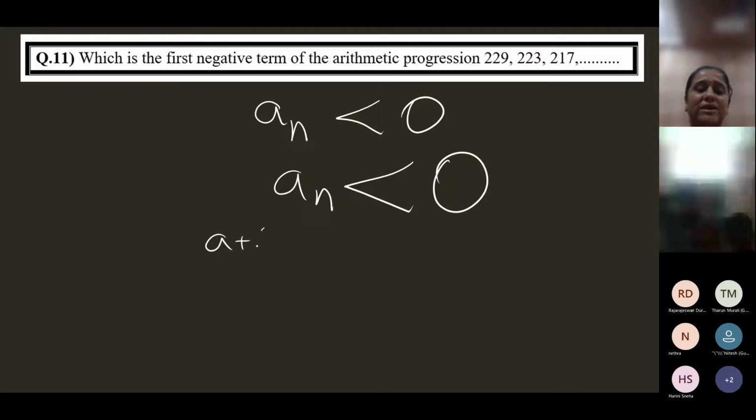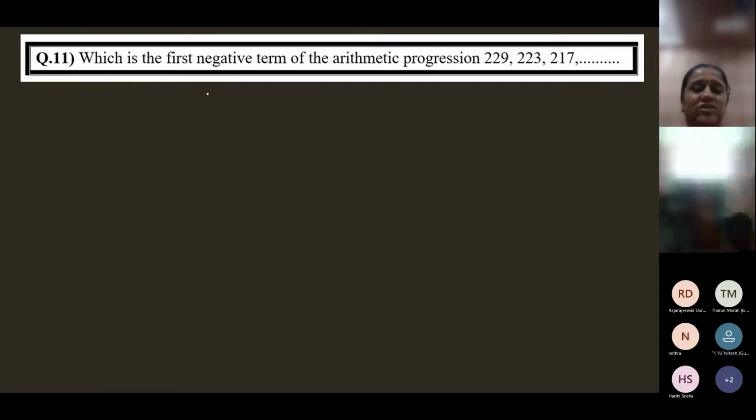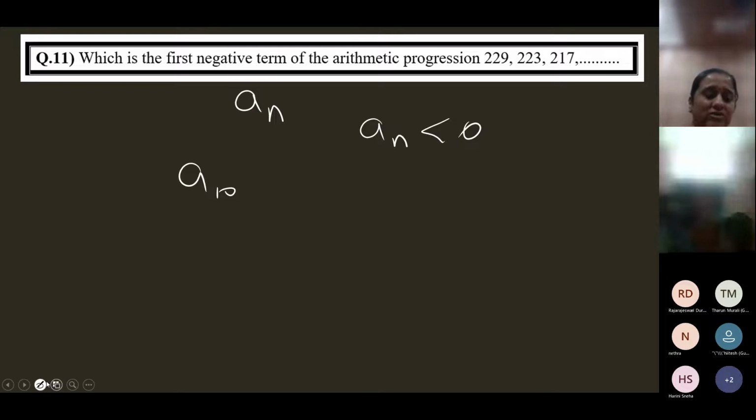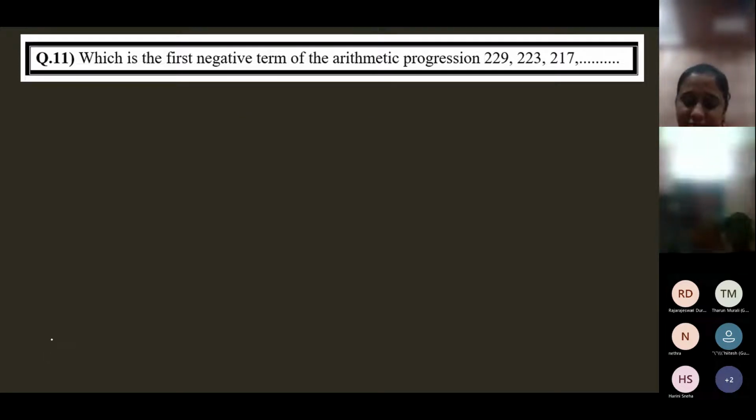So a plus (n minus 1) into d is less than 0. You're trying to find that value. You're just trying to find some term, some term a_n. If you say a10, it's the 10th term. If you don't know which term, it's a_n. So this term should be less than 0, should be negative. The value of the term should be negative. So a_n is less than 0. When you work this, you will be able to find the value of n.